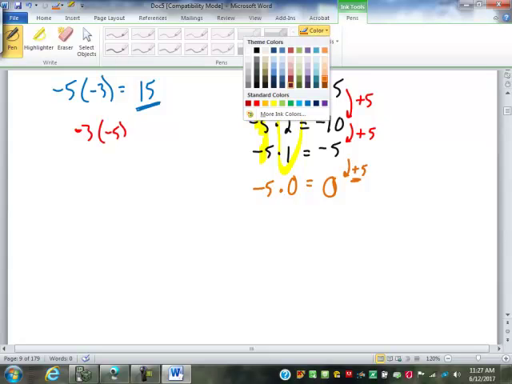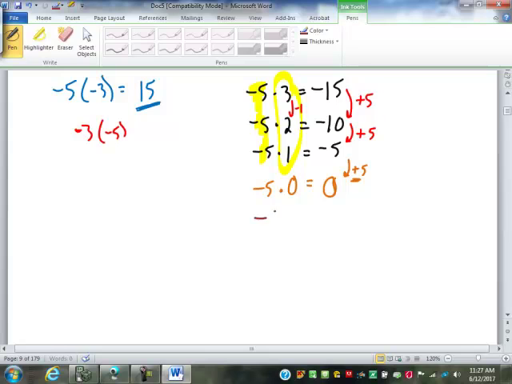So, if I take negative 5 times a negative 1, I reduce that by 1 again. My answer has to go up by 5. That'd be positive 5. Negative 5 times negative 2. I reduce that by 1 again. My result has to go up by 5. It'd be 10.